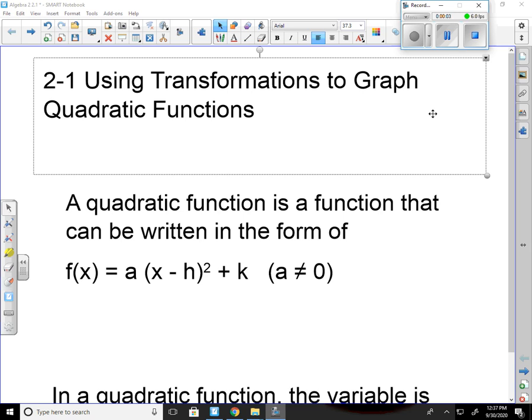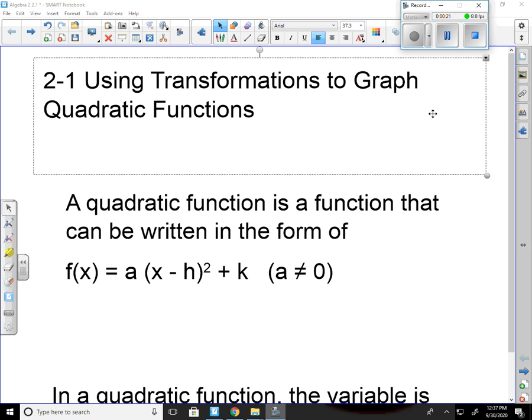All right, guys, we're moving on to a new chapter. The nice thing about this chapter is it's very similar to the last chapter. Well, at least this section is. The only thing is we're taking the policies that we learned about linear functions in the last section and we're applying them to quadratic functions.